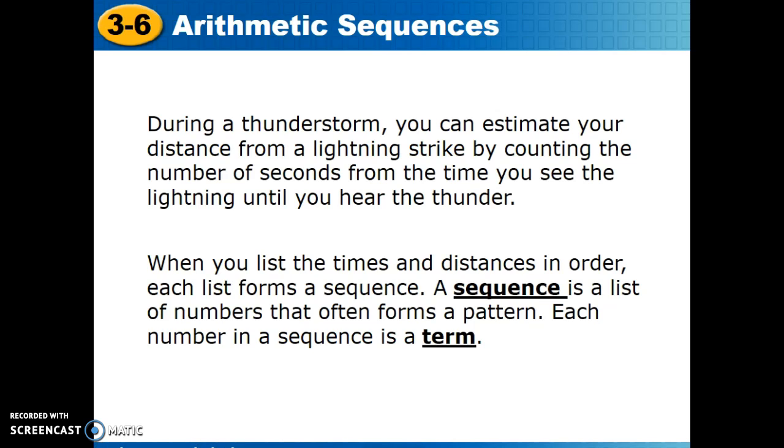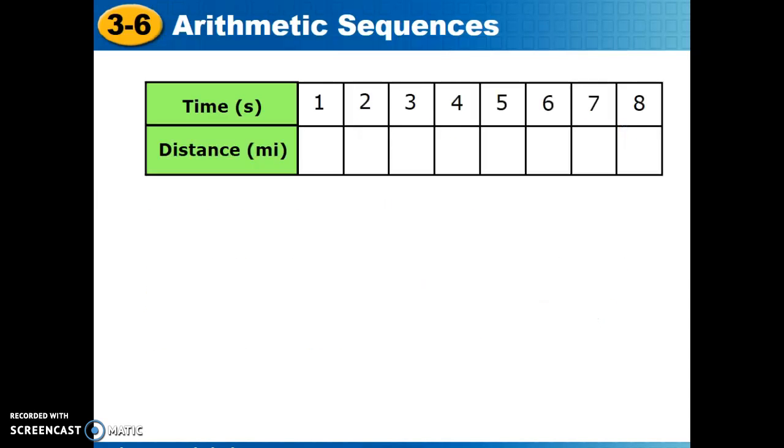Let's consider this situation. During a thunderstorm, you can estimate your distance from a lightning strike by counting the number of seconds from the time you see the lightning until you hear the thunder. When you list the times and distances in order, each list forms a sequence. A sequence is a list of numbers that often forms a pattern. Each number in a sequence is a term.